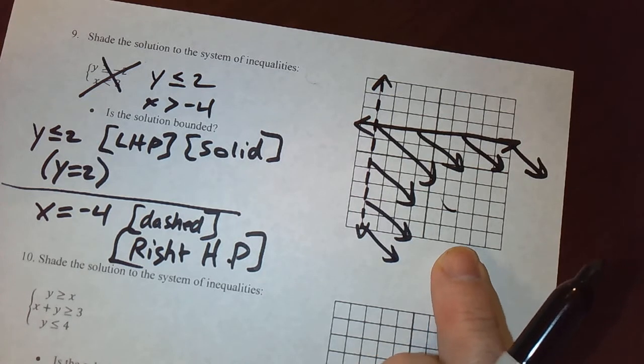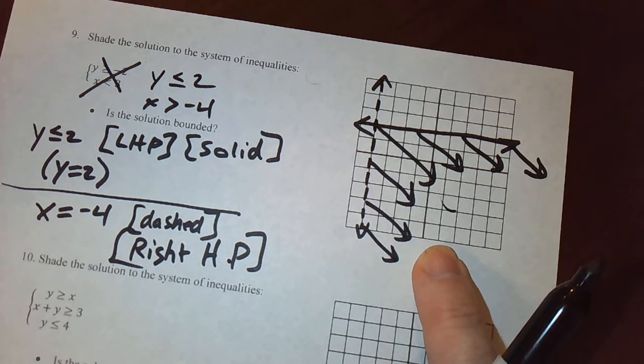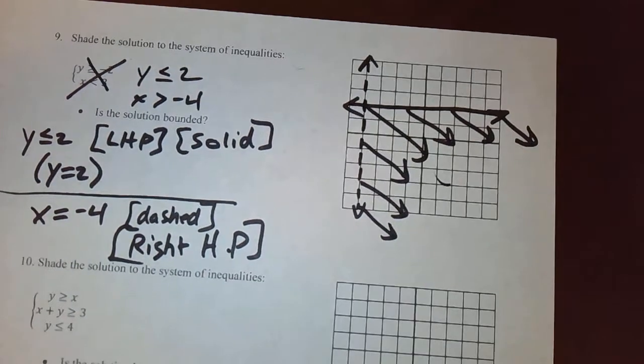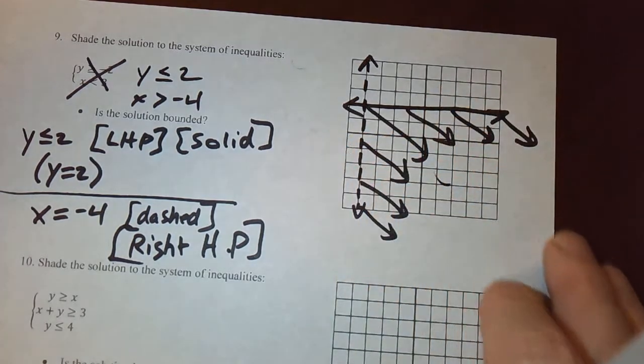This is the solution. It's also called the feasibility set, or the feasibility region. And the question says, is it bounded? We know it's not bounded because it required my infinite arrows. The shaded region goes on infinitely.